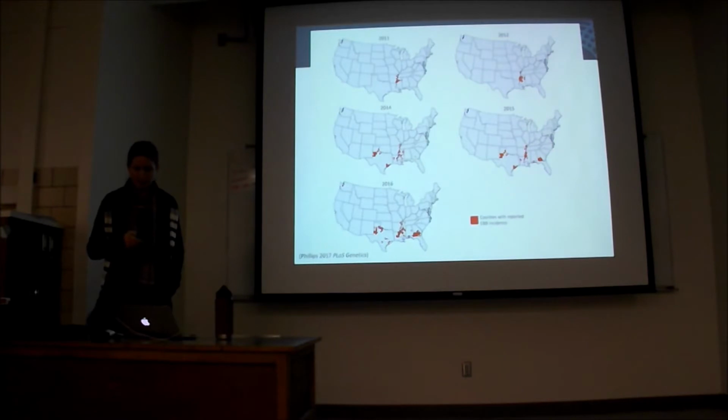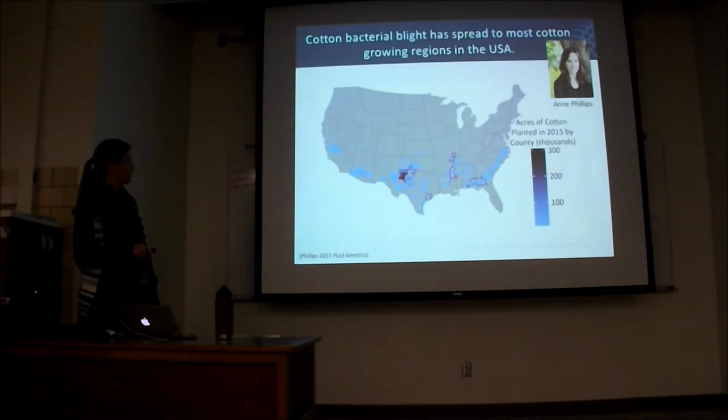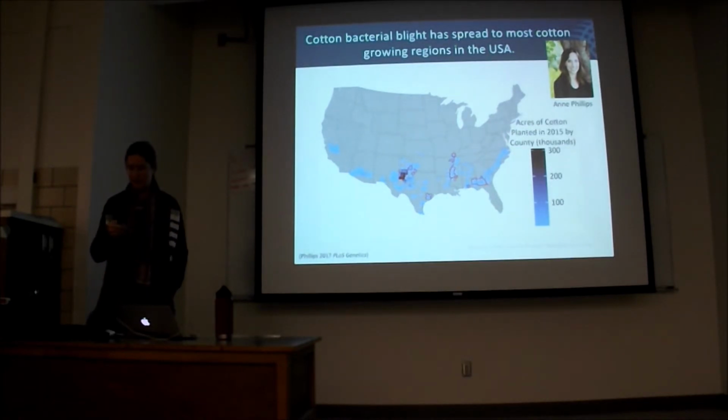We're still really not sure about that. To overlay where we're seeing the disease with cotton production in blue and the disease outlined in red, you can see that it's spread to many of the most prominent cotton growing regions.